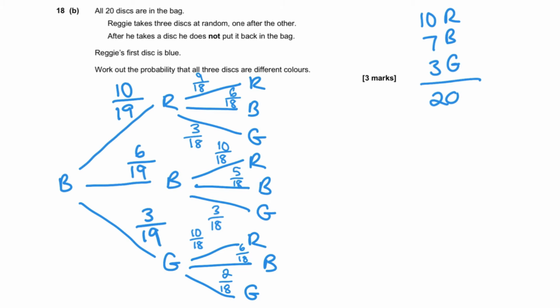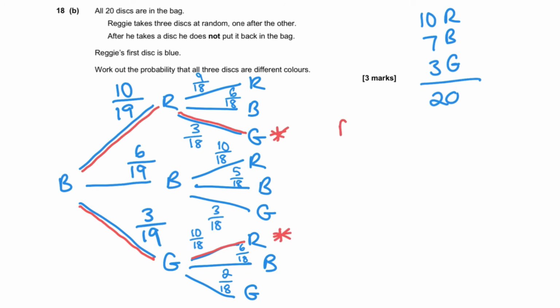So now our tree diagram's complete, we can look down the branches that we need to work out the probability that all 3 discs are a different colour. So if we get a blue one to begin with, we could get a red one for the second one, and then we could get a green one for the third one. And then also, we could start with a blue one, get a green one for the second one, and get a red one for the third one. So it's this branch and this branch here that we're looking at.